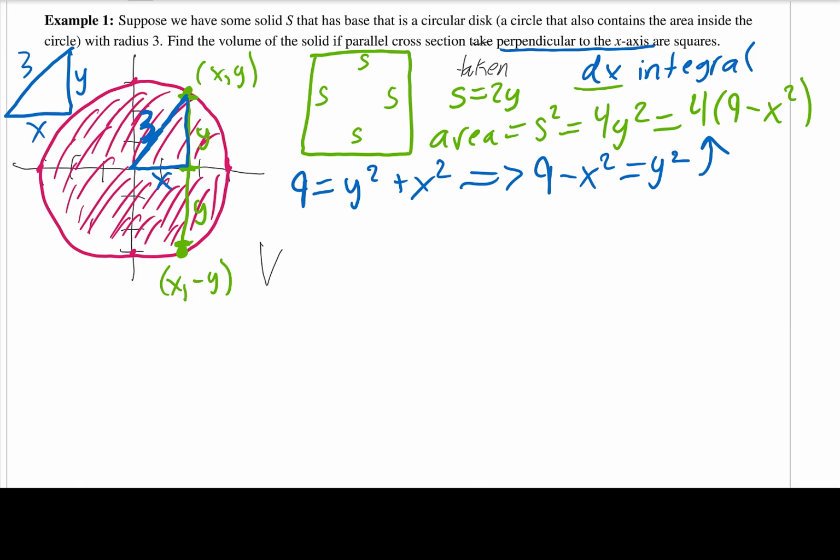So we're supposed to have that the volume is equal to the integral from a to b, where a and b are our smallest and biggest x values. So that should be negative 3 and 3, right? Because those are the endpoints, the furthest points to the left and the right on our disk. And then we should have A of x. So this is going to be 4 times 9 minus x squared dx.